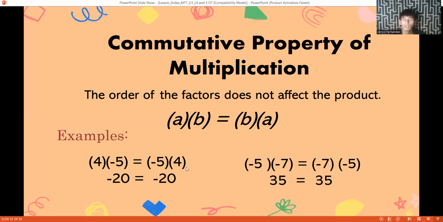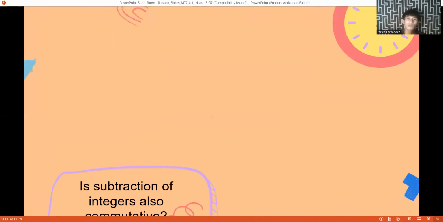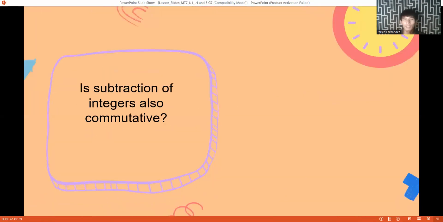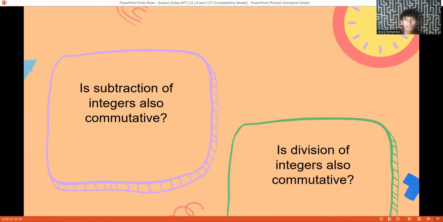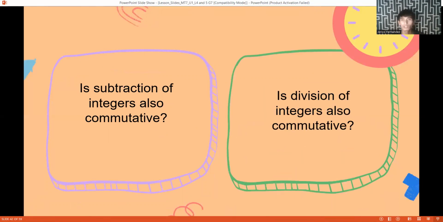Ano pa? We have negative 5 times negative 7 also equal to negative 7 times negative 5. So we have 35. Hindi na bago yung product niya. So that's commutative property of multiplication. Next one. May tanong muna pala dito. Is subtraction of integers also commutative? Is division of integers also commutative?